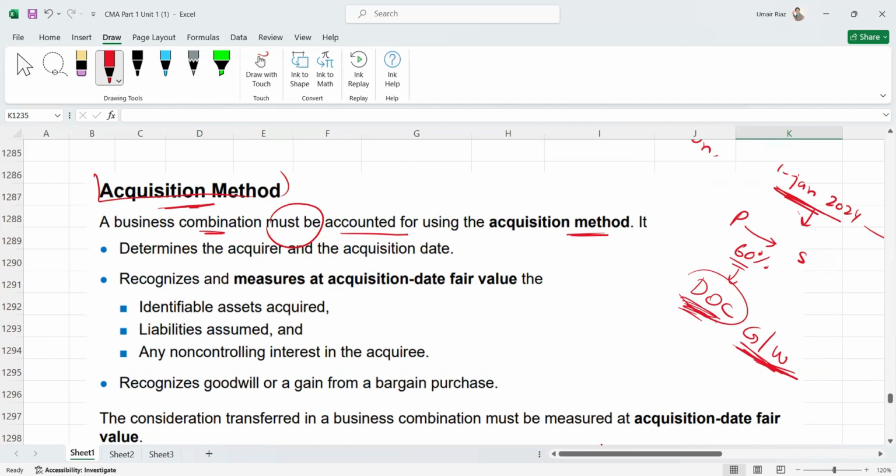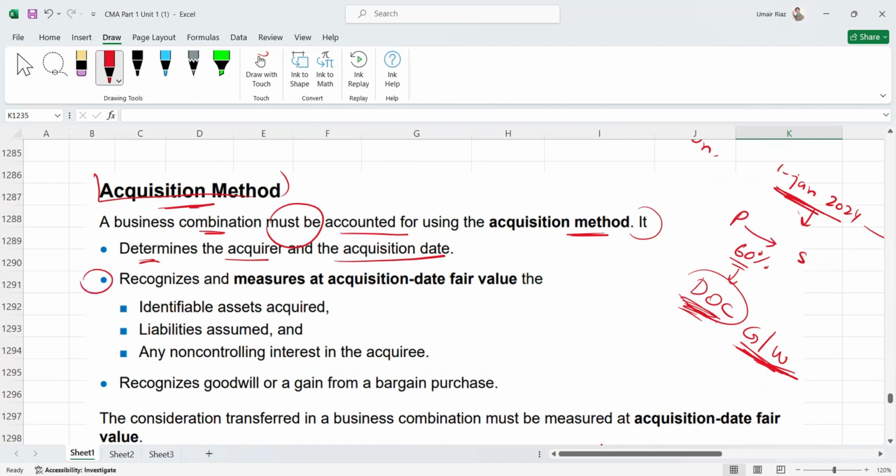So in the acquisition method, we have to do this. Number one, we have to determine the acquirer and the acquisition date. So we need to know first who acquired the other business and what is the date at which control is achieved. So these two things we need to identify. Who is the acquirer? What's the acquisition date? Acquisition date means when control is achieved.